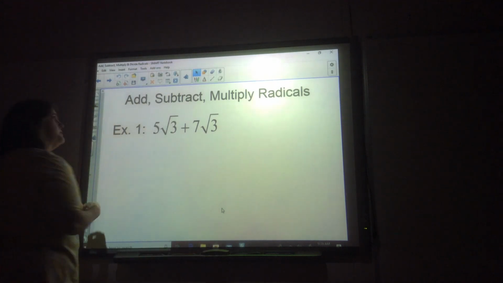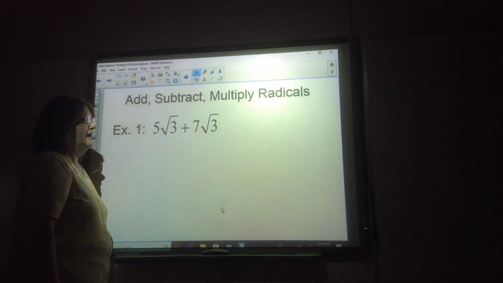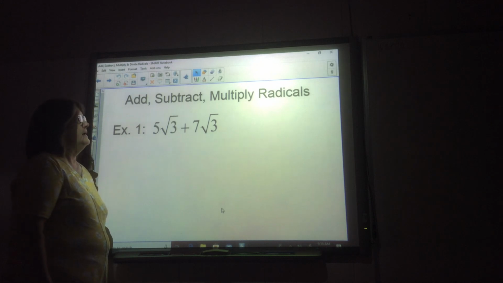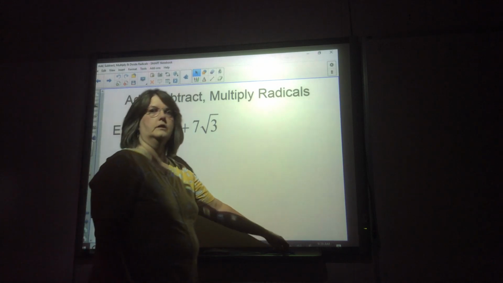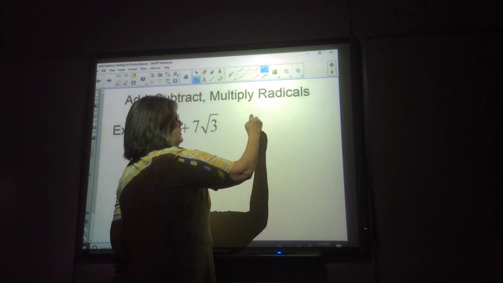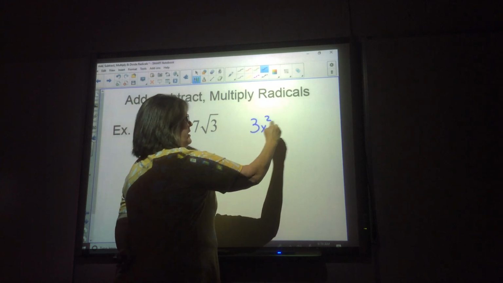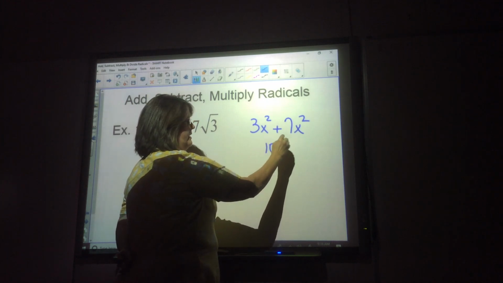Now we're going to add, subtract, and multiply radicals. To be able to add radicals, they have to be like radicals, just like when you add with polynomials, they have to be like. So if I have 3x squared plus 7x squared, I can add that and get 10x squared.